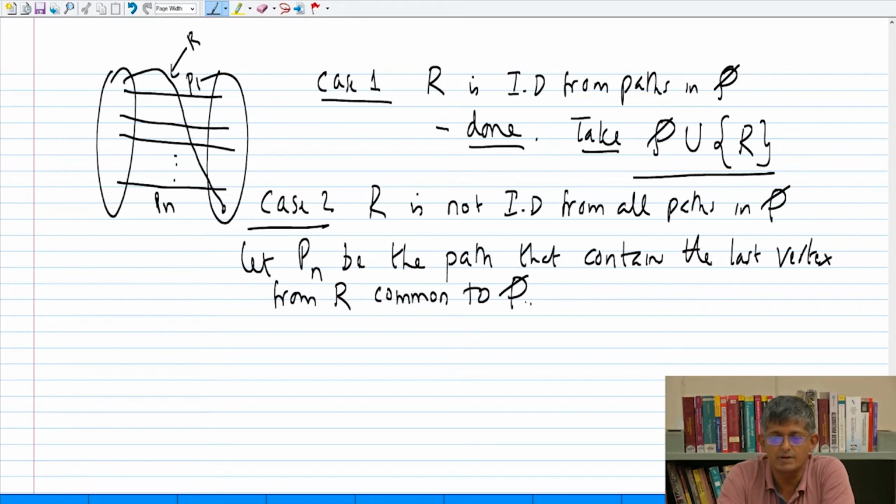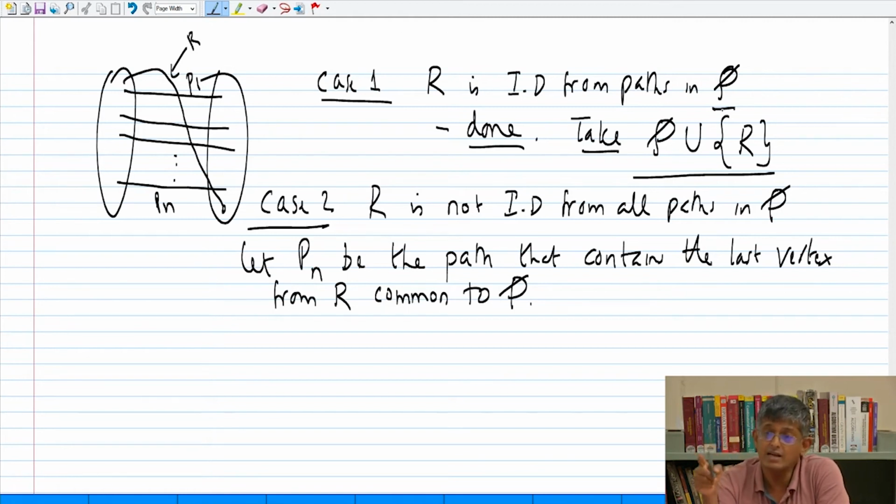So here is a thought experiment, right? Somehow I have to create one more path. So what do I do? I look at R. I look at each vertex, right? Is this the last vertex which is common to some path in script P? I keep asking. If the answer is no, I will go to the next vertex which is common to some path in P.